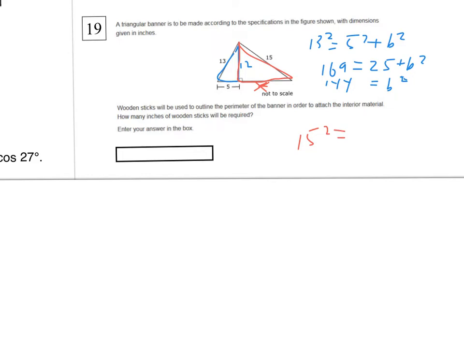15 is the hypotenuse, so 15 squared equals 12 squared plus x squared. That is better. Okay, so 15 squared minus 12 squared is 81, which equals x squared. So obviously x equals 9. And so x is not our answer, though, because our answer is the perimeter. So it's all around the outside: 13 plus 15 plus 9 plus 5.